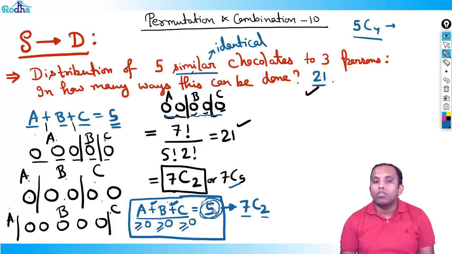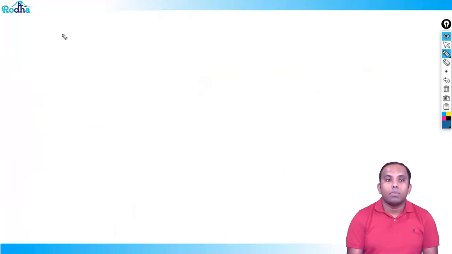All 3, right? So how to write it directly? This is 5, so 5 plus 2 plus signs. So 5 plus 2, 7C2. Right? There are 2 plus signs, so 5 plus 2, 7C2. Directly you should write this. Okay. Now, let me discuss some more here.